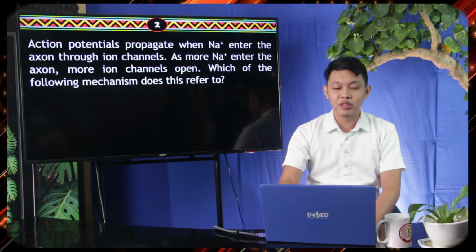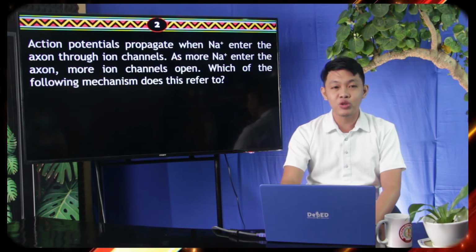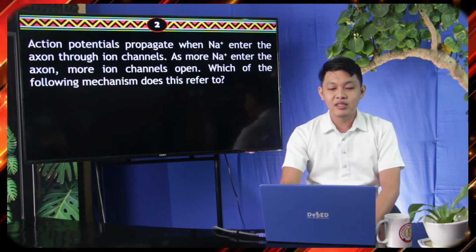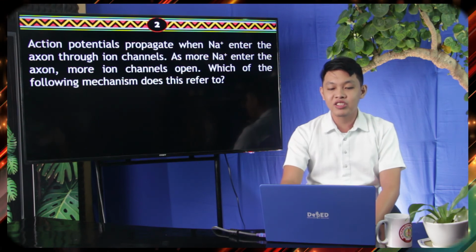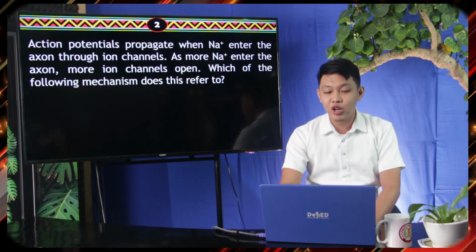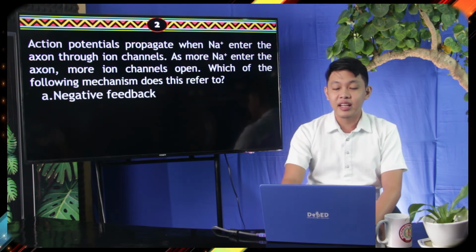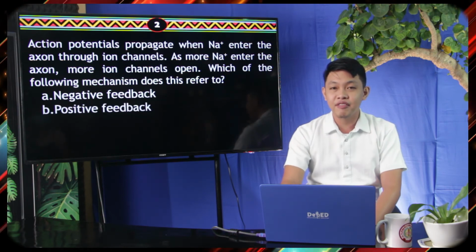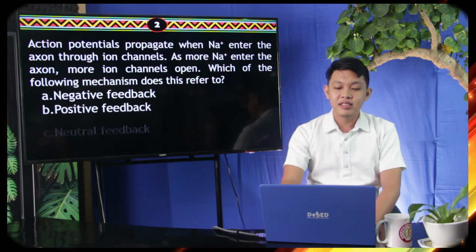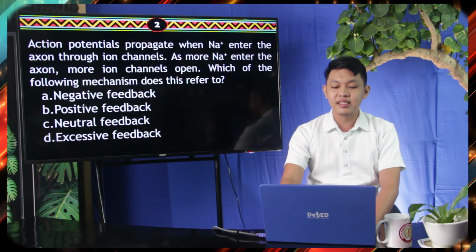Again, action potentials propagate when sodium ions enter the axon through ion channels. As more sodium ions enter the axon, more ion channels open. Which of the following mechanisms does this refer to? A. Negative feedback. B. Positive feedback. C. Neutral feedback. Or letter D, excessive feedback?